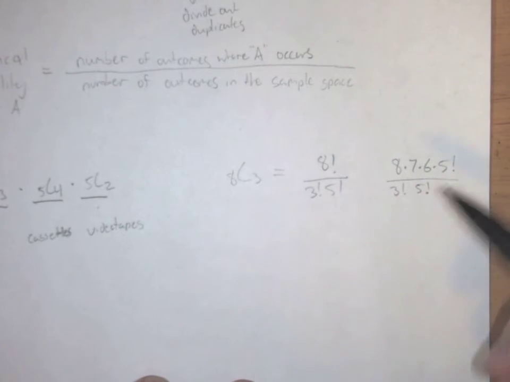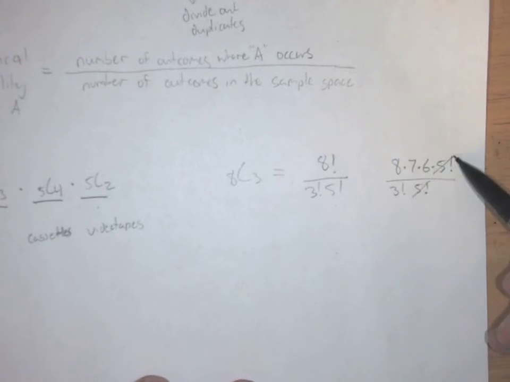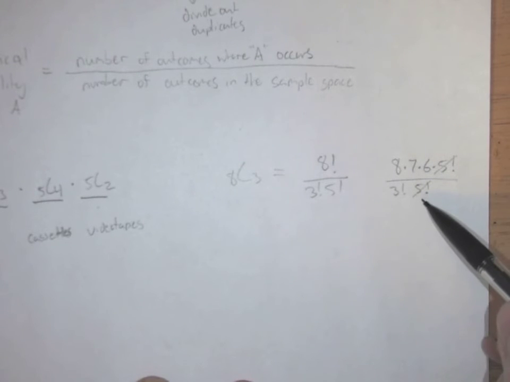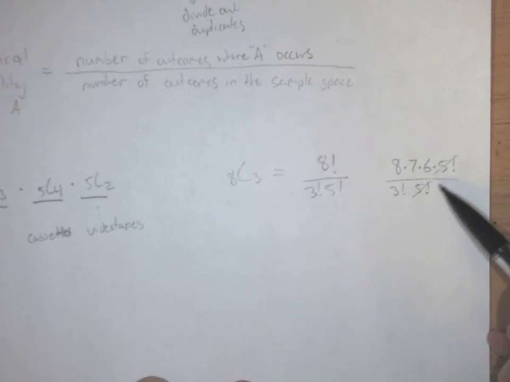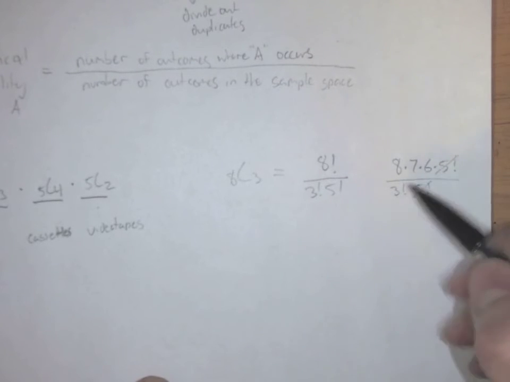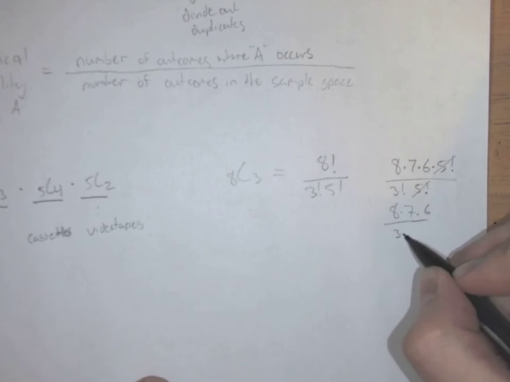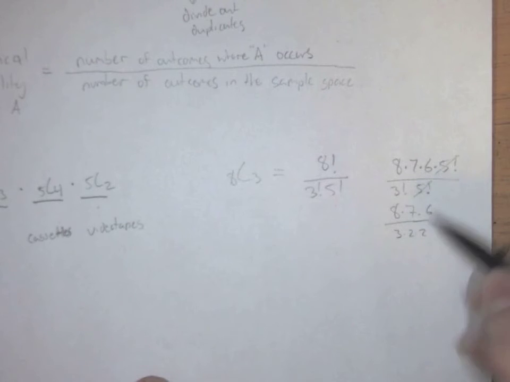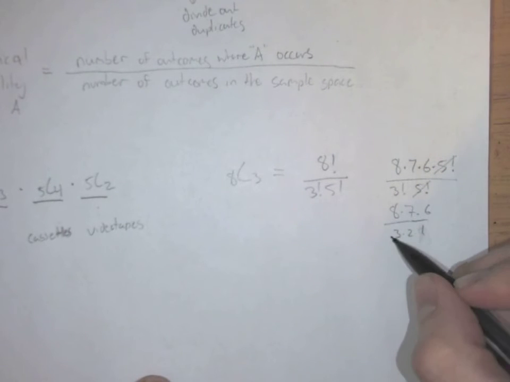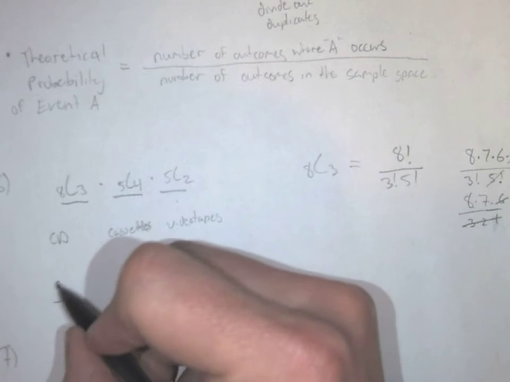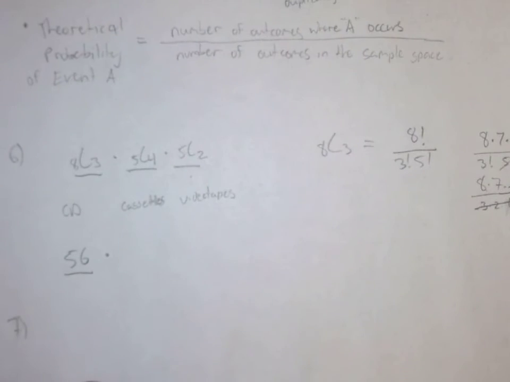Then you can do this at once: I'm going to cancel 5, 4, 3, 2, 1 with 5, 4, 3, 2, 1. It saves you some writing. Be careful that you don't cancel a factorial with something that isn't a factorial, because this isn't a regular 5. This is a 5 times a 4 times a 3 times a 2 times a 1, and I need to cancel that with a 5 times 4 times 3 times 2 times 1. So I have 8 times 7 over 3 factorial, which is 3 times 2 times 1. That is 6, so the 3 times 2 times 1 cancels with the 6, and I get 8 times 7, which is 56. So there's 56 ways to choose the CDs.